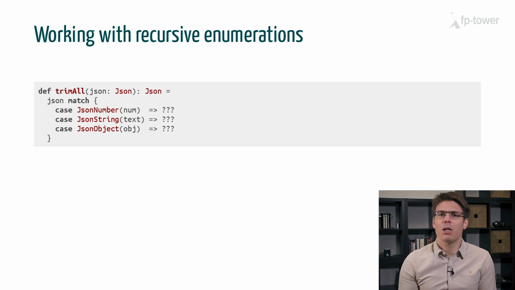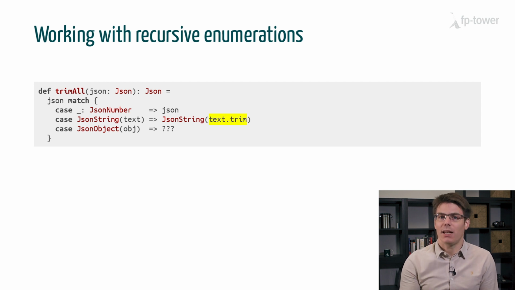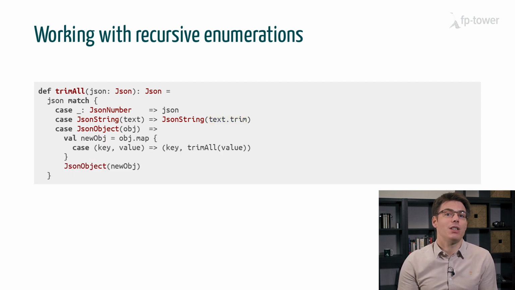Now what do we do if JSON is a number? Well, there is nothing to trim in a number, so we need to return a new JsonNumber with the same value. Good practice in this situation is to use an underscore before JsonNumber, so that we don't even name this branch of the match, and return the input of the method unchanged. Then if JSON is a string, we trim the text inside it. Finally, if JSON is an object, we recursively apply trimAll on every JSON value in the map. In this case, the keys will stay unchanged.